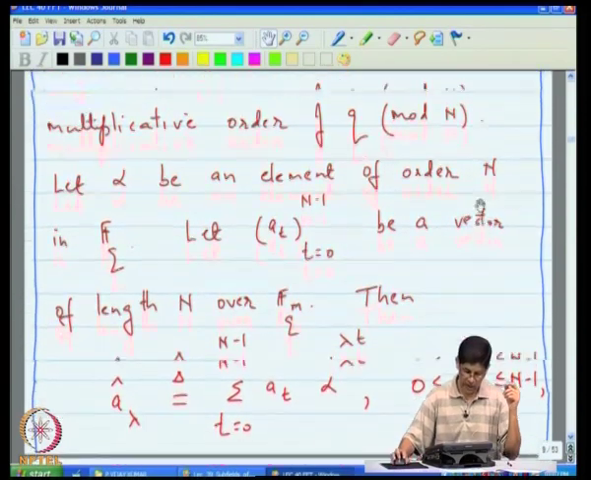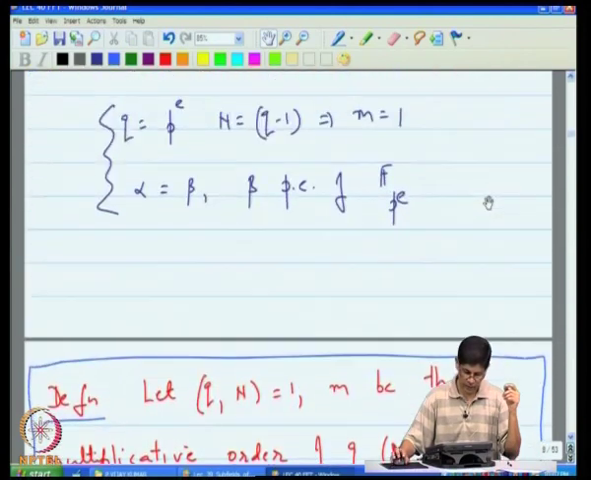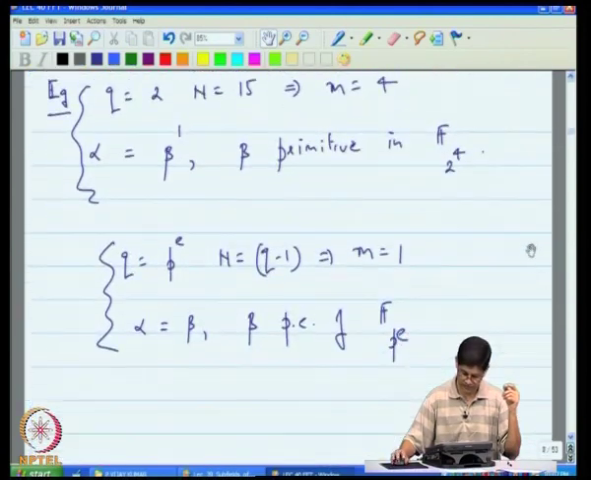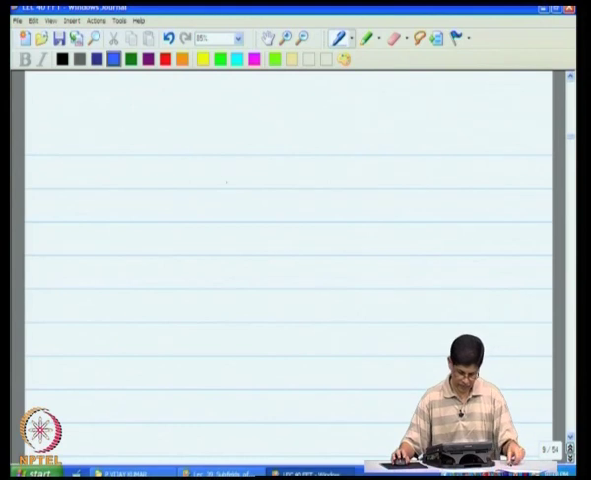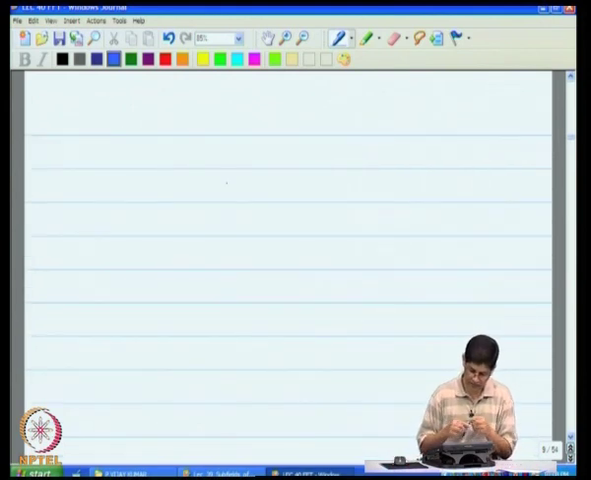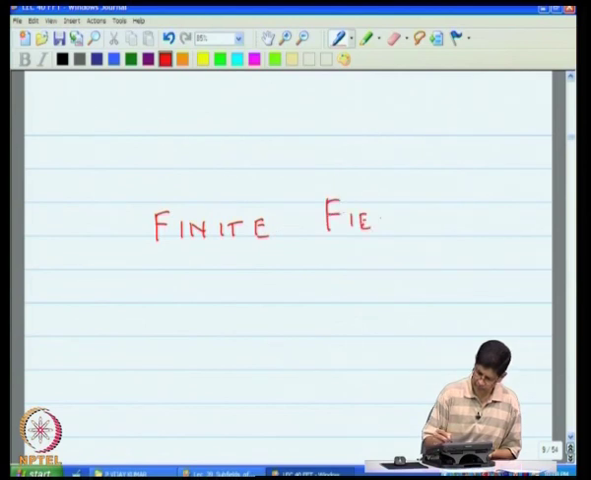Okay. Now we are actually going to discuss, and perhaps it is worth highlighting this. So, I will write: finite field transform.